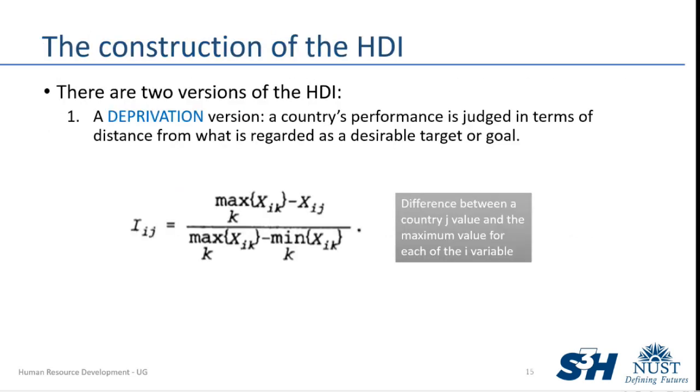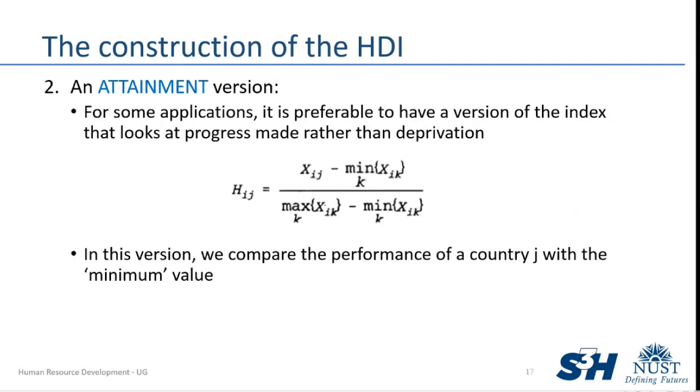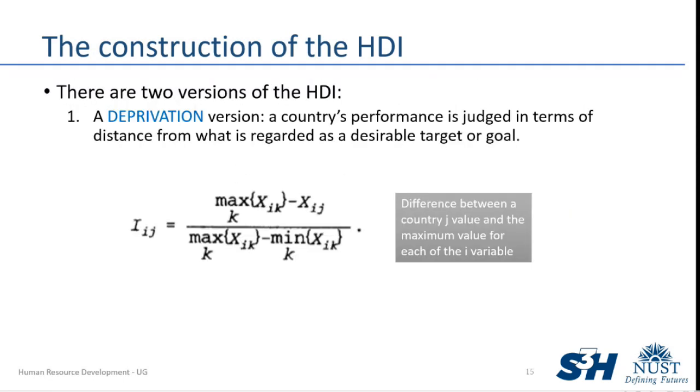Okay, so how is the HDI index created? This formula is called the deprivation version. There is another version called the attainment version. So what are these two versions? I'll try to explain it in this slide, and then we'll go to an example of hypothetical data, and we'll see what these two indices mean.